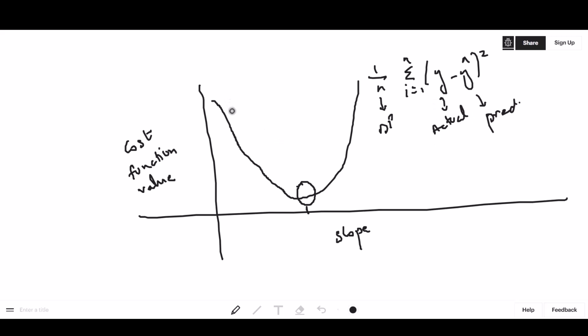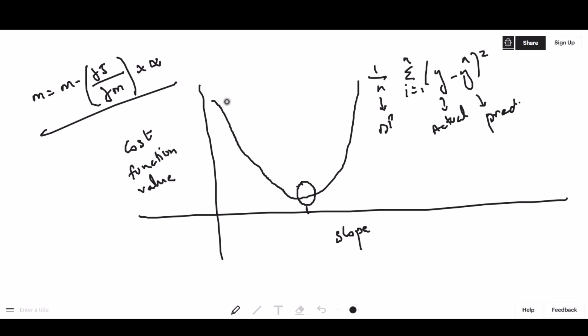In order to achieve the slope values, we will be using another theorem called the convergence theorem. In order to achieve the global minima, we will be using the convergence theorem. The convergence theorem is given by: slope value is equal to slope minus the derivative of the cost function with respect to slope, multiplied by the learning rate. That means we have to find the derivative of the cost function with respect to the slope. This is the convergence theorem.